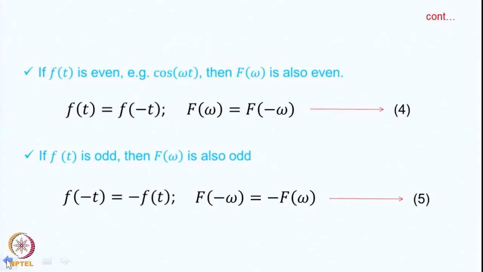Similarly, if f of t is odd, that is when we consider a sine function, for example, if f of t is equal to sine omega t, then f of minus t is equal to minus f of t. If this were sine omega t, and I change t to minus t, then it becomes minus sine omega t, and that is minus f of t. In that case, your frequency domain spectrum f of minus omega will be minus f of omega. So, what was positive on both sides earlier, now on one side will be positive and on the other side negative. So, if this half of the spectrum is positive like this, the other side of the spectrum will be negative like this, that is minus f of omega. So, that is what you get if f of t is odd.